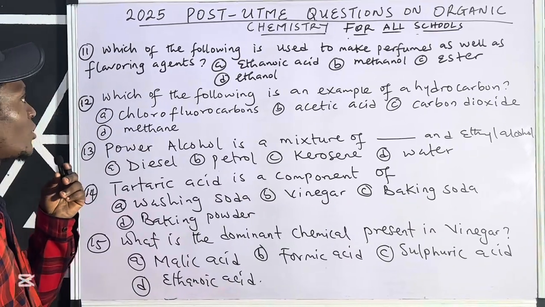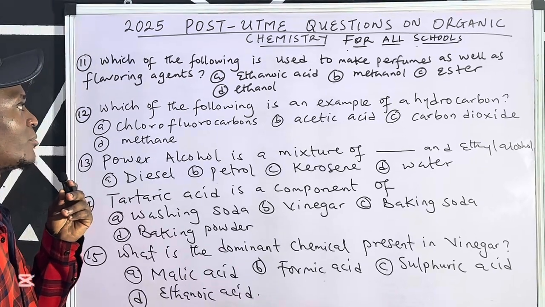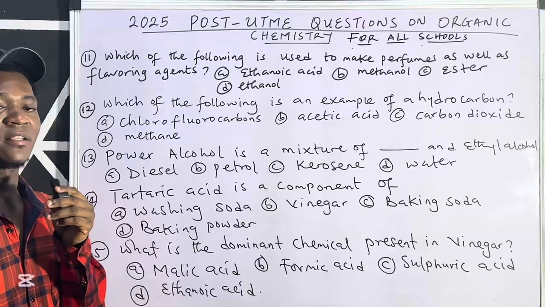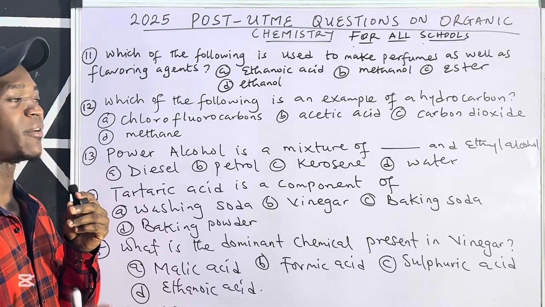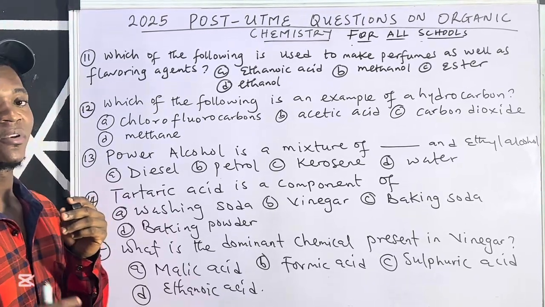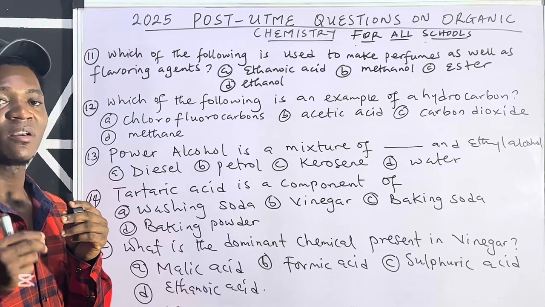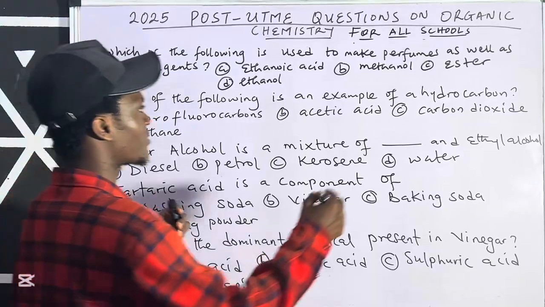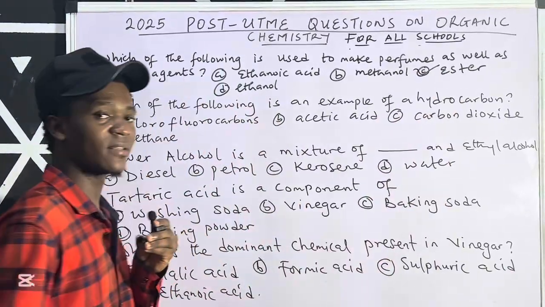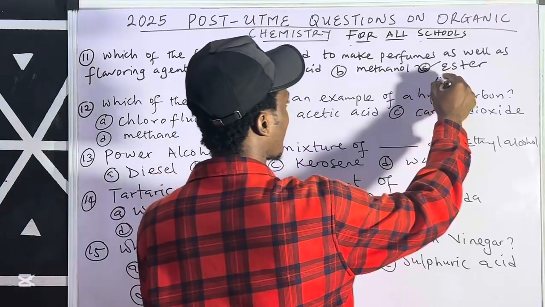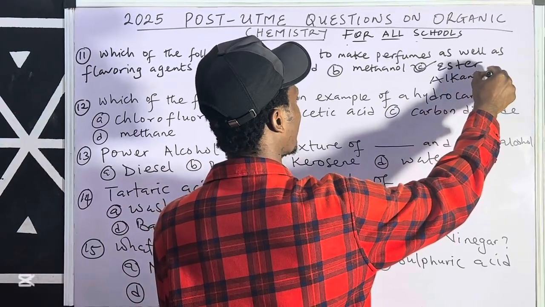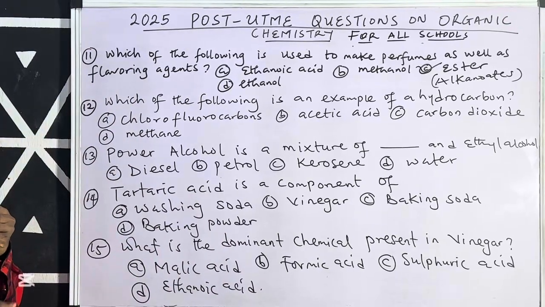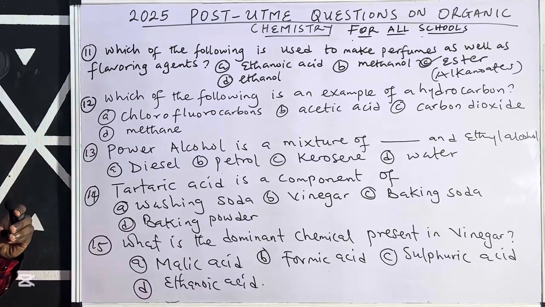Question 11. Which of the following is used to make perfumes as well as flavoring agents? Now, the only family of organic compounds that are commonly used in perfume production as well as flavoring agents because of their characteristic fruity or sweet smell are the esters. So the correct option is option C. Esters, they are also regarded as alkanoids. That's another name for esters. So in case you don't see esters in the option, you can go with alkanoids. The same stuff. Then let's see question 12.